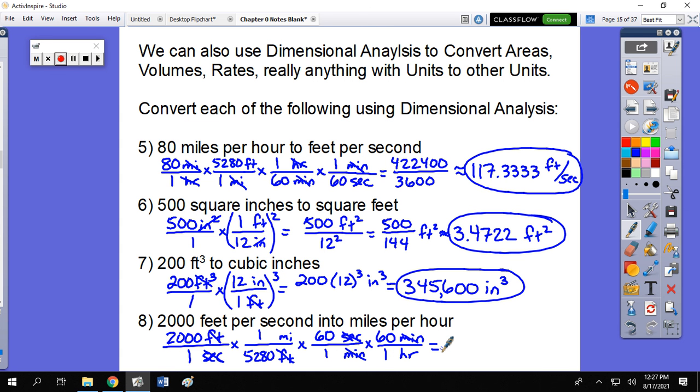Multiply it out, so 2,000 times 60 times 60 is 7,200,000. And on the bottom, we still have 5,280, so we divide by 5,280 to get approximately 1,363.636, and that in the last 3 rounds up to a 4, and that is in miles per hour. Sorry for the squishing down here at the corner.